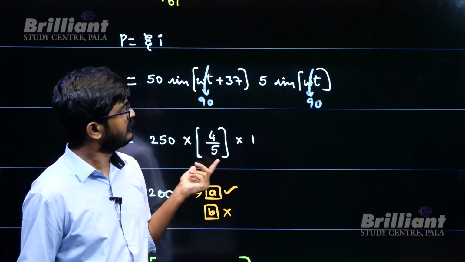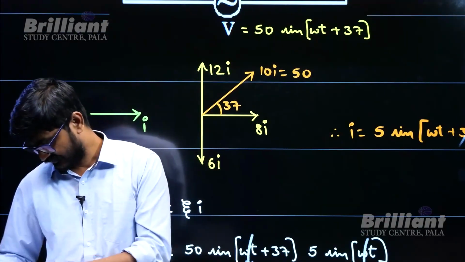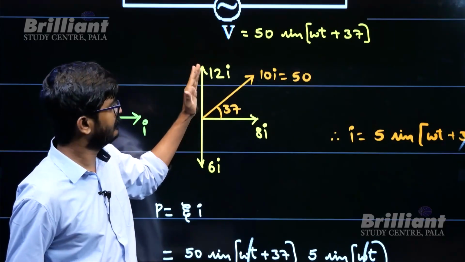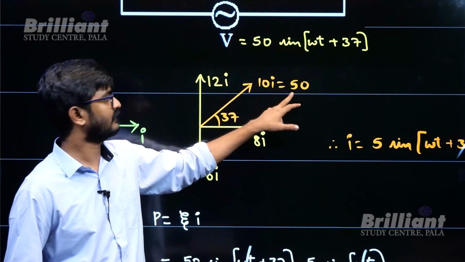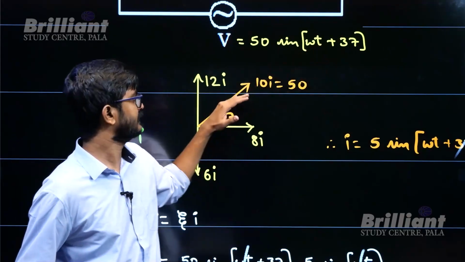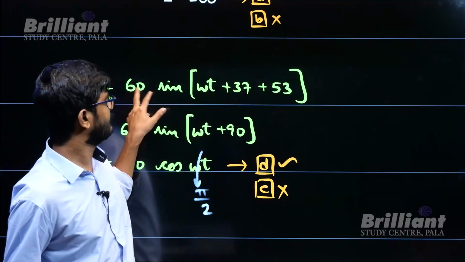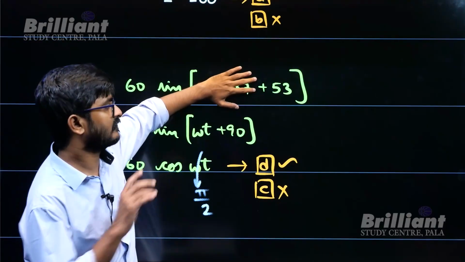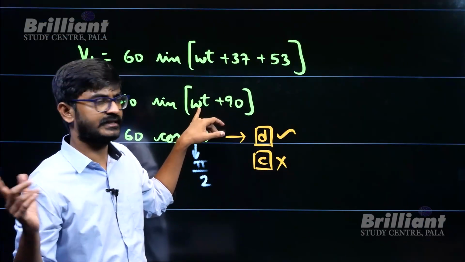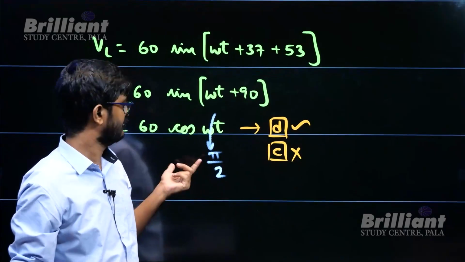Now apart from that, they are asking what is the voltage in the inductor. If you look at the voltage in the inductor, this is the voltage in the inductor. So 12i. I maximum is 5, so 12i will be 60. Now 60 and the angle is 53. With respect to this one, it is leading by 53. So maximum sine omega t plus 37 plus leading by 53. So 37 plus 53 is 90, and when you substitute the time value, you will be getting 90. 90 plus 90, 180. Sine 180 will be 0, right?